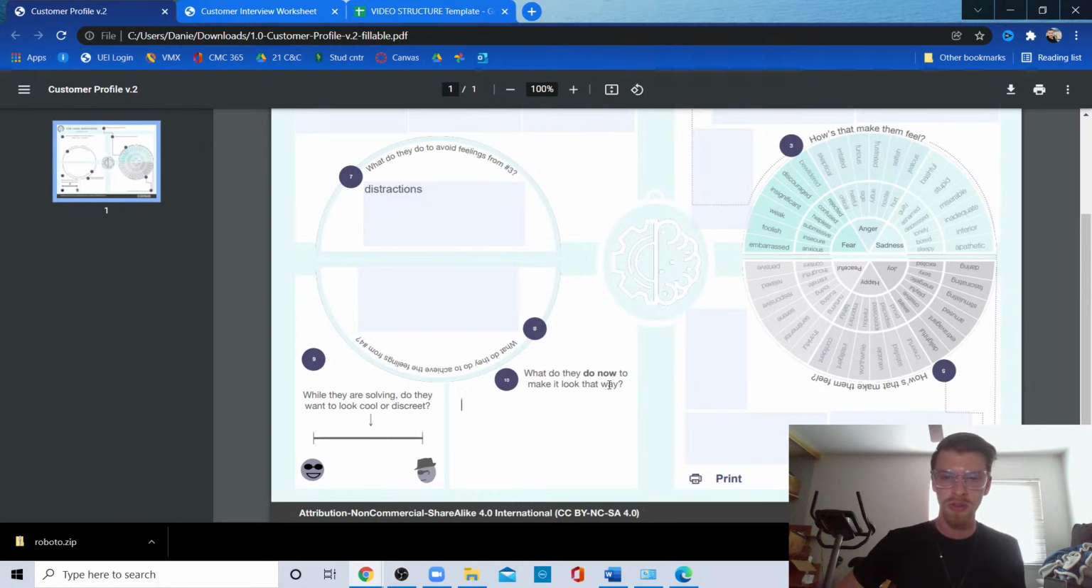And then, what do they do now to make it look as though it's discreet? And for me, it's learning in silence. It's learning and not going, hey, I'm reading this book or I'm doing this thing, but usually it's just the actual implementation of it. And usually most people don't notice. So that's the step number 2.